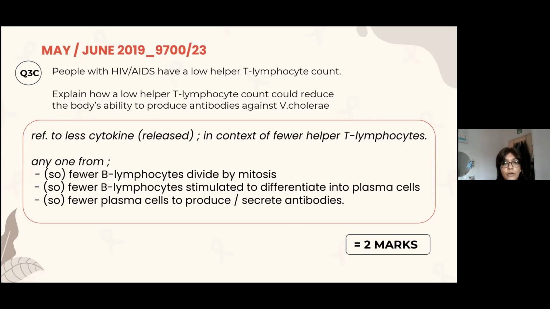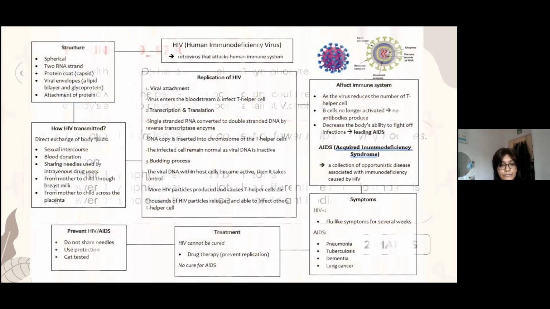So for the first point, we can talk about how a low helper T lymphocyte count releases fewer cytokines. Then for the other point, we can talk about any one of these: fewer B lymphocytes divide by mitosis, or fewer B lymphocytes are stimulated to differentiate into plasma cells, or fewer plasma cells produce and secrete antibodies. Next slide.